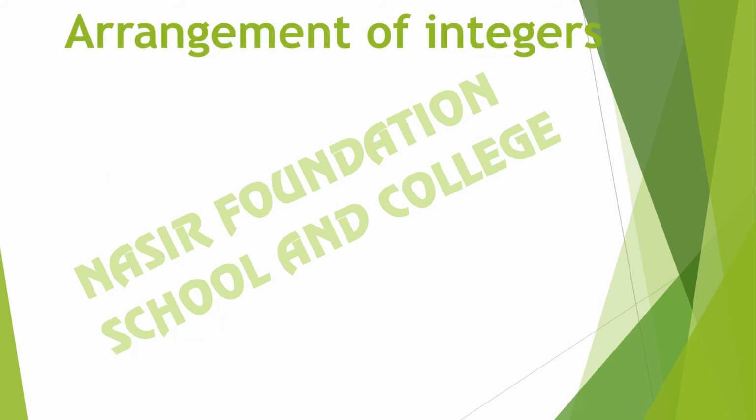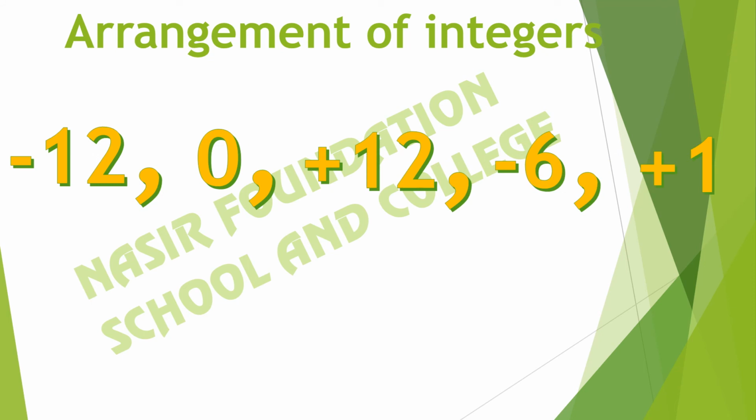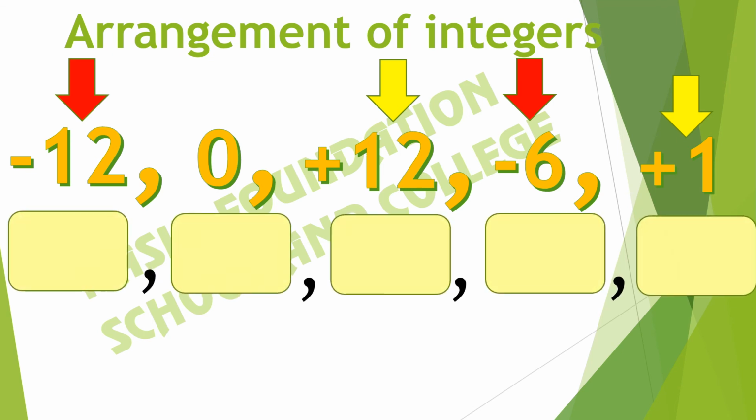Arrangement of the integers. Some integers are given and we will arrange them in ascending order, from smallest to greatest. Here we can see that minus 12, 0, plus 12, minus 6 and plus 1 are given. If we start from 0, how many numbers are greater than 0? There are two numbers that are greater than 0. And how many numbers are smaller than 0? There are two numbers that are smaller than 0.